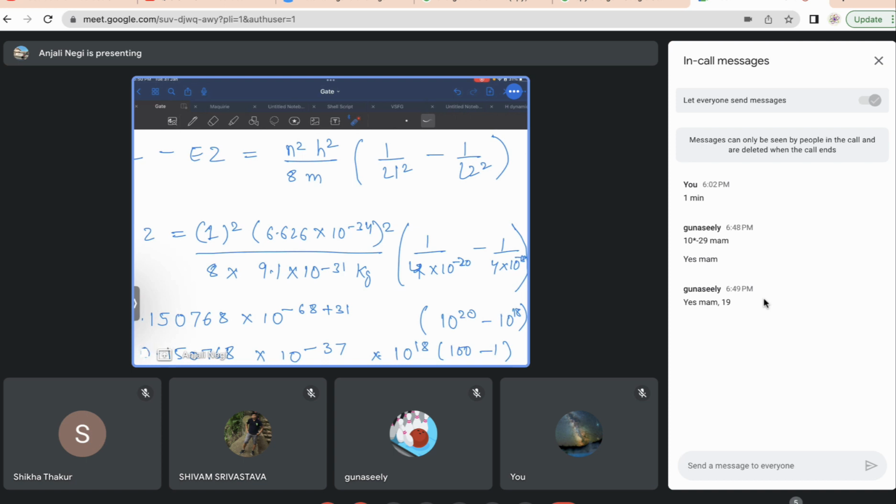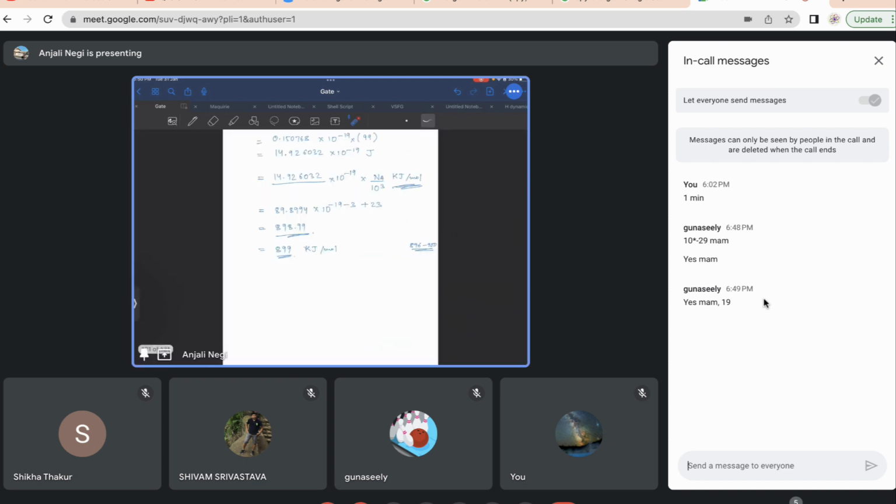Okay, so this is a simple numerical, but you have to keep in mind what they have asked. Since we get the energy difference in joule, I have converted it into kilojoule per mole. So I have divided it by 1000 and multiplied it with the Avogadro number.